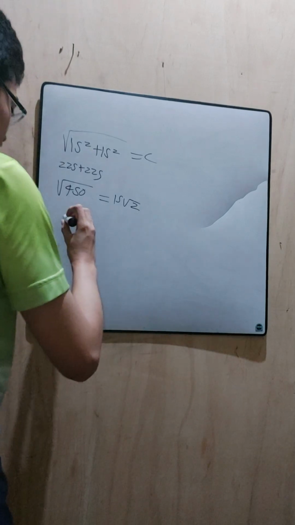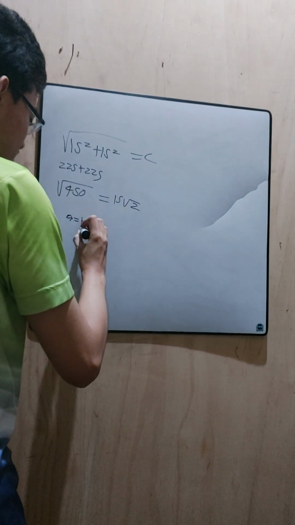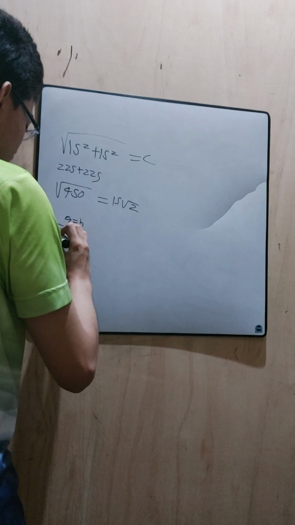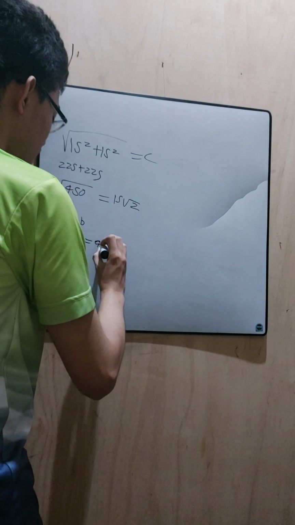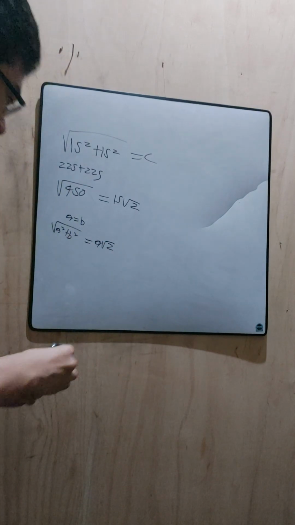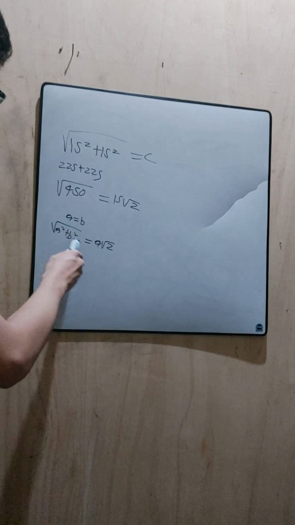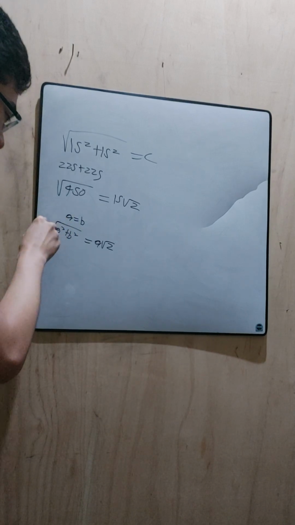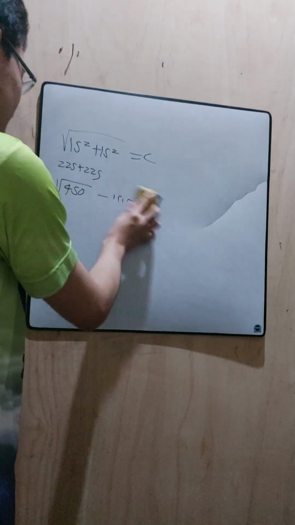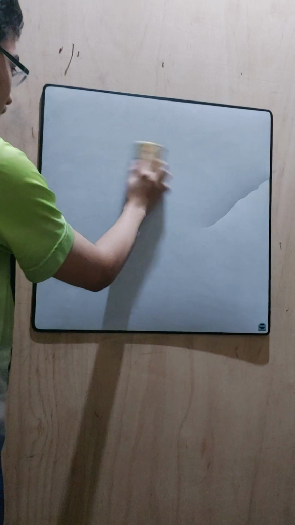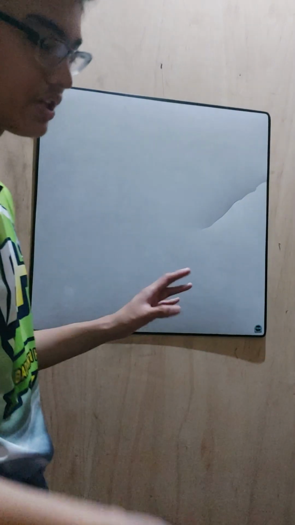So, again, if a is equal to b, then the square root of a squared plus b squared is equal to a square root of 2. It's always that. That is our trick. I hope this video is helpful for you.